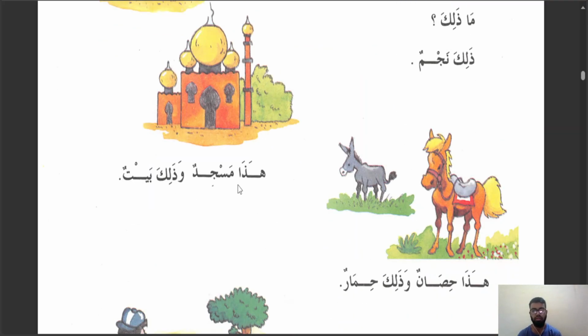Next is Hadha masjidun. This is a mosque. Wa dhalika baytun. Wa is used as a conjunction. Wa means and. Dhalika baytun, that is a house. Hadha hisanun, this is a horse. Wa dhalika himarun, and that is a donkey.